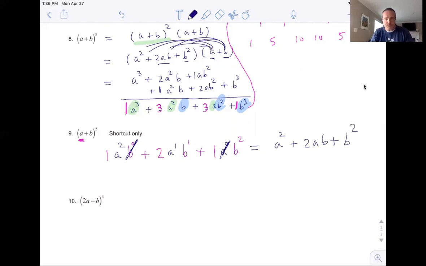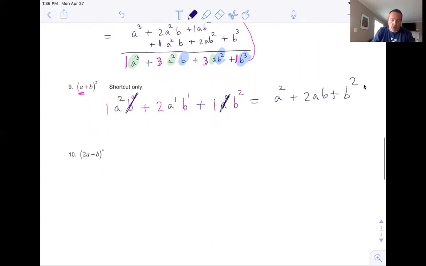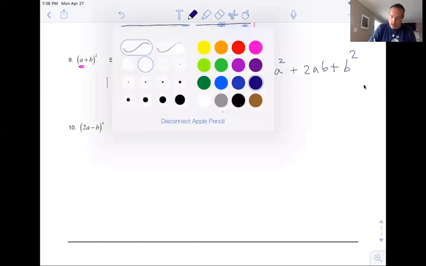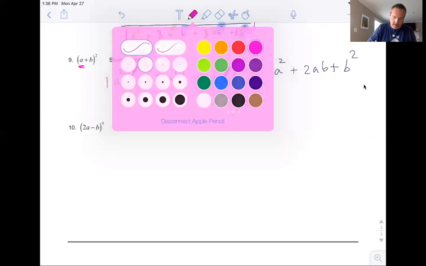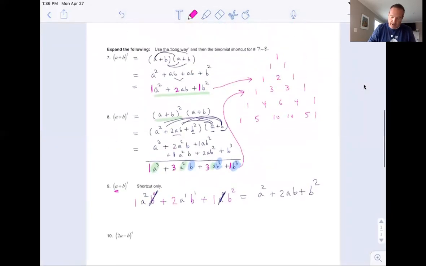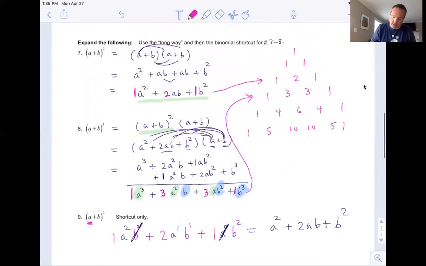Okay? Now, it becomes a little bit more difficult when you don't have just a's and b's, or x's and y's. Here we have a 2a and a minus b. How are we going to do it? Of course, if you did the long way, it'd take you a heck of a long time. If it's 4th power, we're going to go to the 5th row of Pascal's triangle. We're going to go right here.